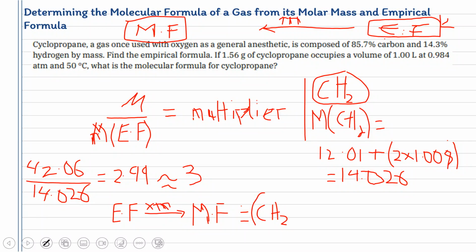Our multiplier is 3. And that should give us our molecular formula. So 3 multiplied by the C, which is only 1. C has just 1 here. So 3 times 1 is 3. So C3. Now 3 times 2 is what? 6. H6. And that is the molecular formula, which is the bulk representation of the ratio.